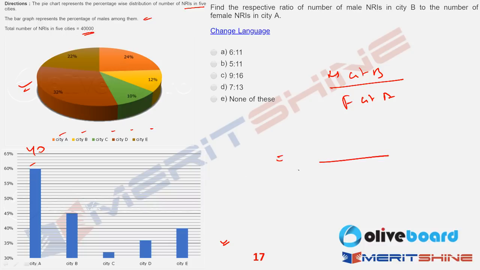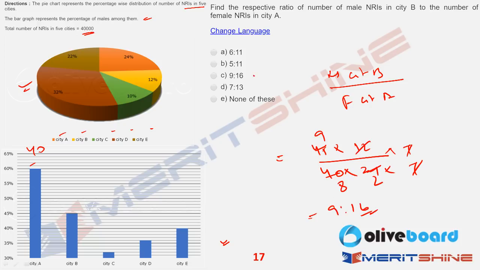This is 40 we just wrote, and this is 24% of the total. I do not have to write it down because whatever that total is will get cancelled. And male in city B here is how much? 45%, and city B here is 12. So this is 12 to the 24. 5 8s are, 5 9s are. So what do I have here?